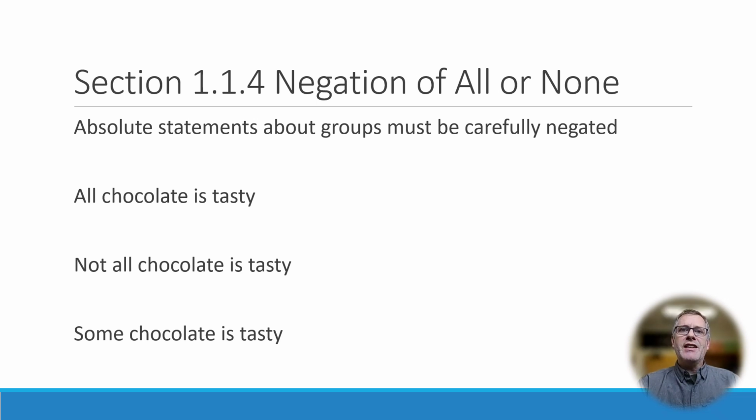And when I negate that, I'm going to put the not typically on the group name. So in this case, the not would be applied to all. So this would say not all chocolate is tasty. You may not write that way in English. Maybe it would be better to say some chocolate is tasty.